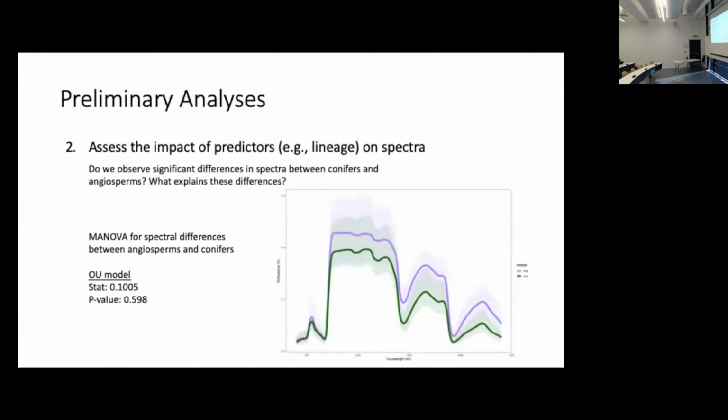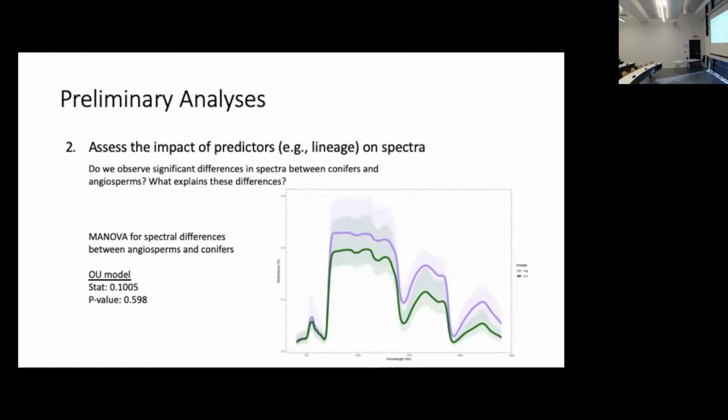Here's where I did some very preliminary analyses looking at spectra, and I was using the pattern that Florence was just talking about, the conifer versus angiosperm pattern, where there are differences between those two groups. This is what's illustrated on the right. The green is conifers and the purple is angiosperms. Using this phylogenetic approach, I fit the model and then did a MANOVA for assessing spectral differences between angiosperms and conifers. And you'll notice that that was not significant.